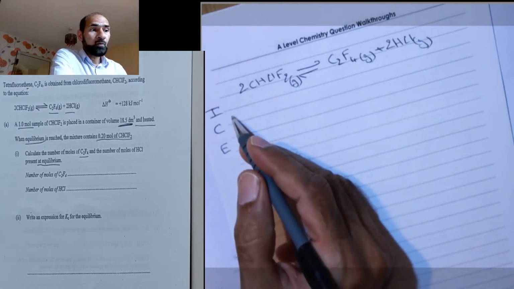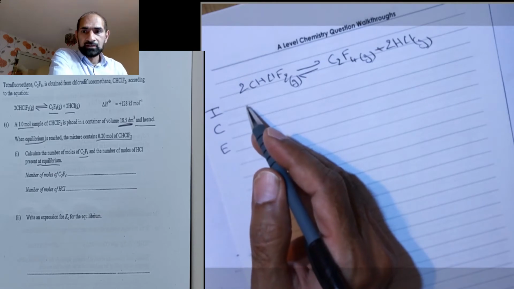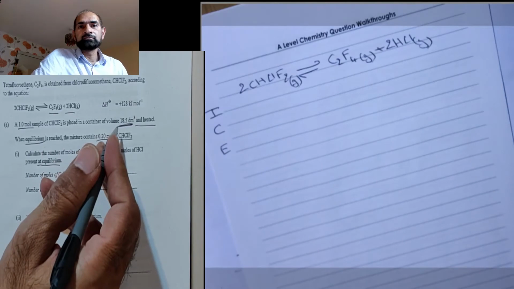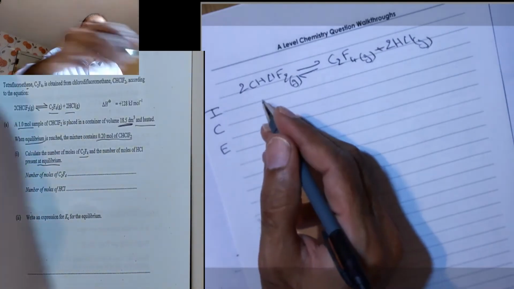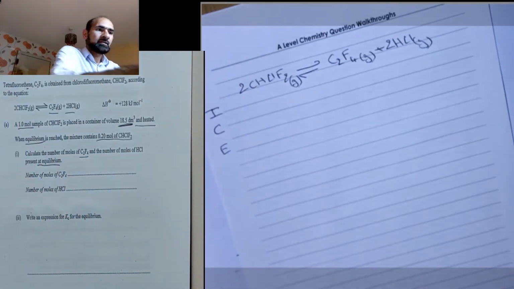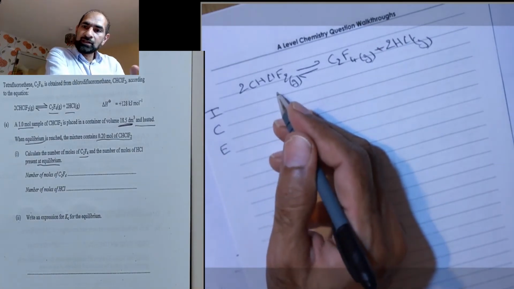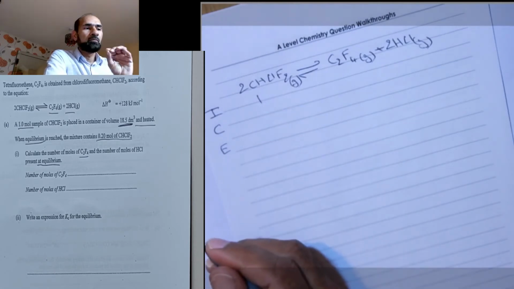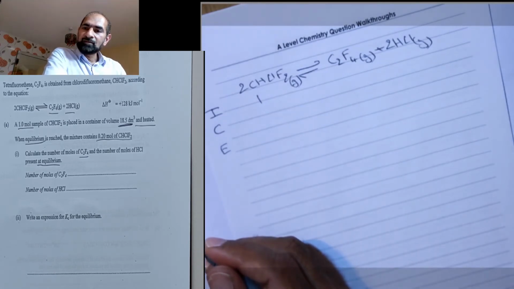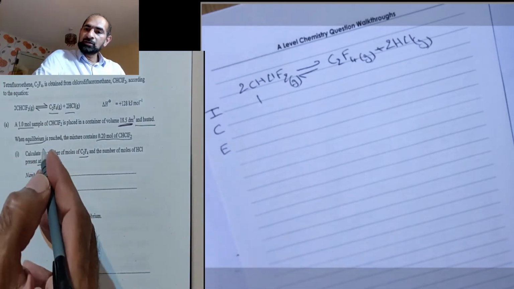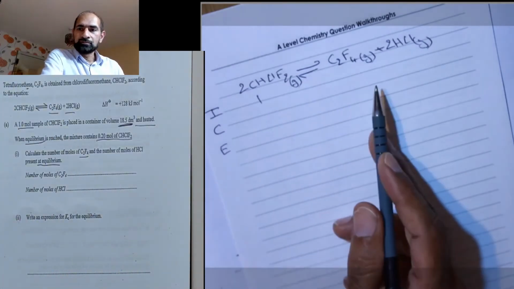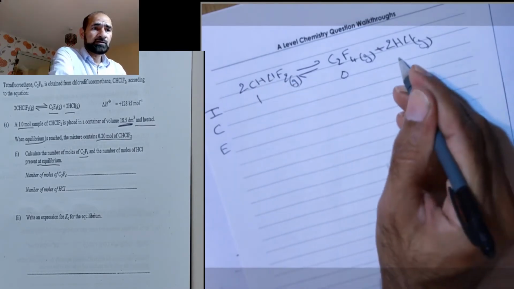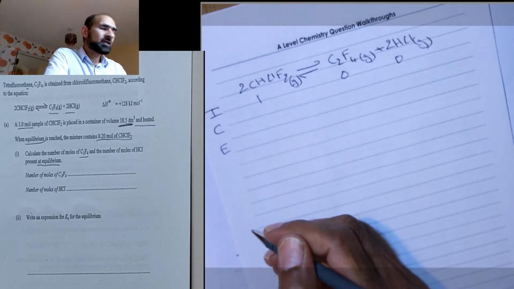So initial, what moles have we been given initially? It's at the start, and they said a 1 mole sample is placed in a container. A 1 mole sample of what? Of chlorodifluoromethane. So that is 1 mole. It's placed in a container, and the equilibrium is reached later. That's the only thing we know about the start. Obviously, they're only starting with that. That means initially, this must be 0 moles, and this must be 0 moles.